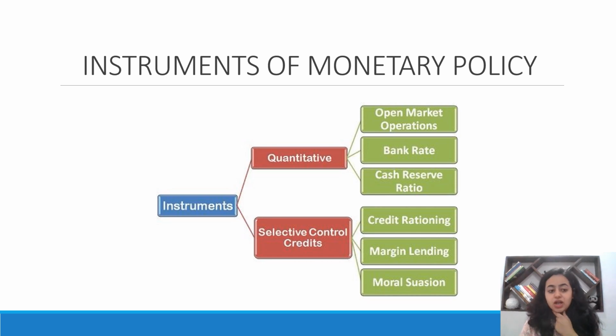Margin lending. So now what is margin? Margin is the difference between the loan amount given and the amount of security received. Now what is security?